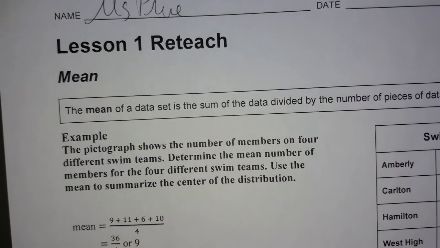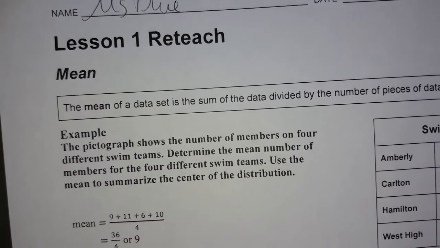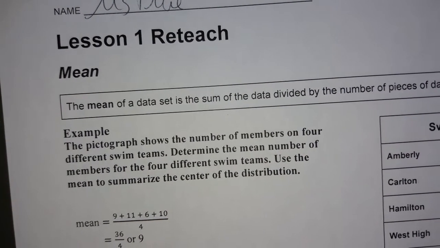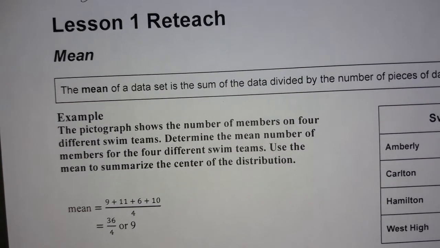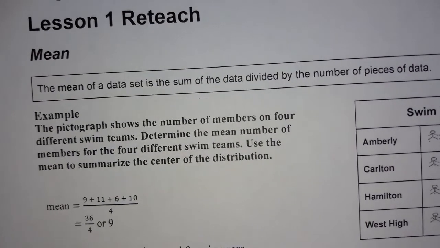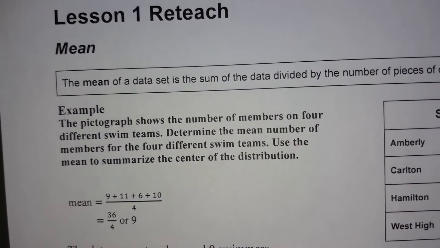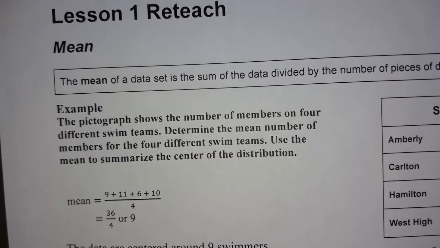So in this lesson, we're going to be talking about the mean. The mean is the same as the average, which is a word you've probably heard before because your grades are averages. So it's already familiar to you a bit. The mean of a data set is the sum of the data divided by the number of pieces of data. So you take all the pieces of data, or like all of your grades, and you add them all up, and then you divide by how many there are.